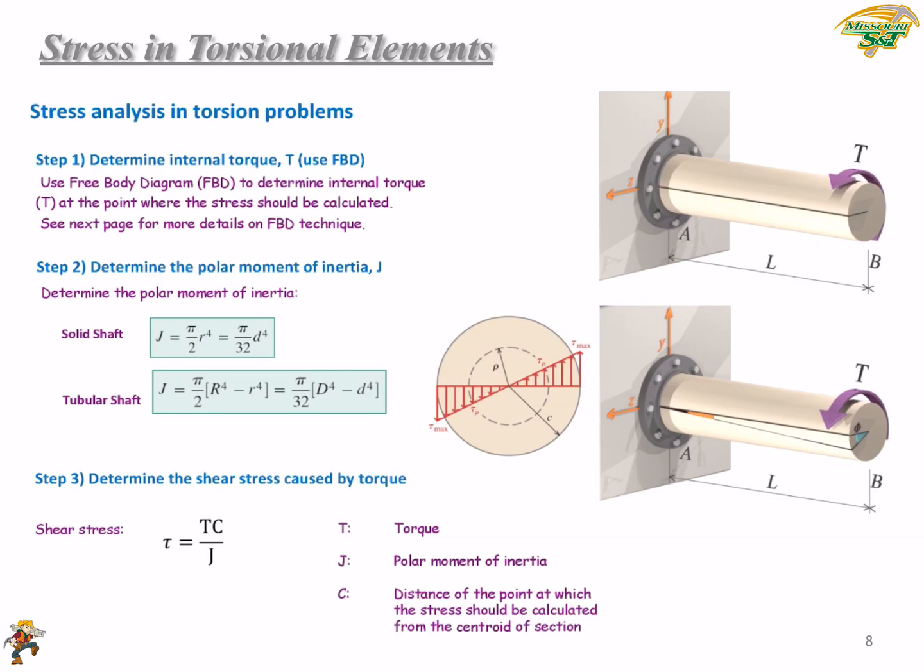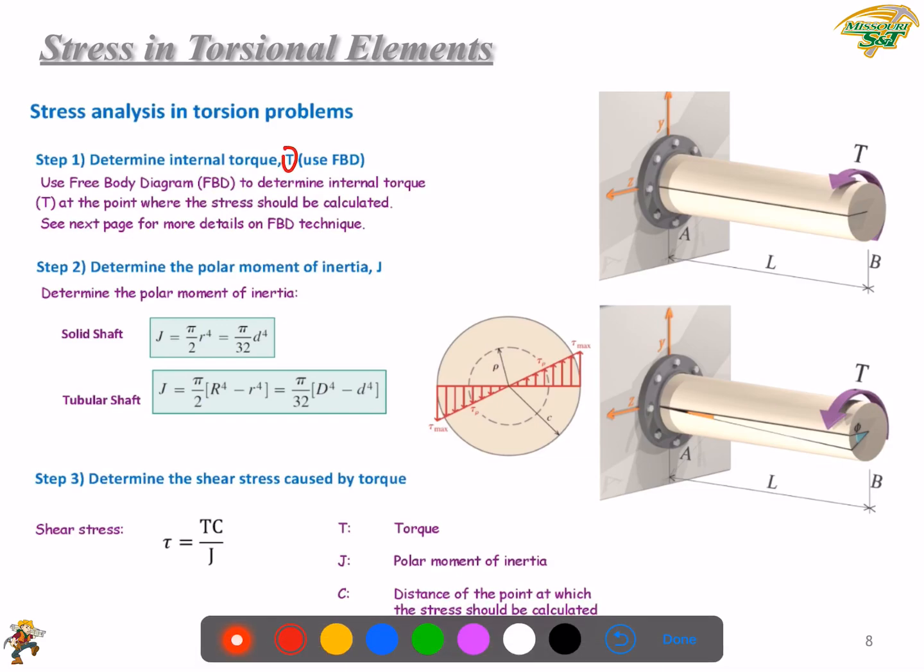Okay, to analyze the stress in a torsional element, we will follow similar steps as the axially loaded element. So the first step is to determine the internal force, but in this case it is the internal torque, T. Of course, you need to use a free body diagram. That is always the first step of stress analysis. But later we will show how to do a free body diagram and how to determine the internal torque in a torsional element. Then step 2 will determine the polar moment of inertia.